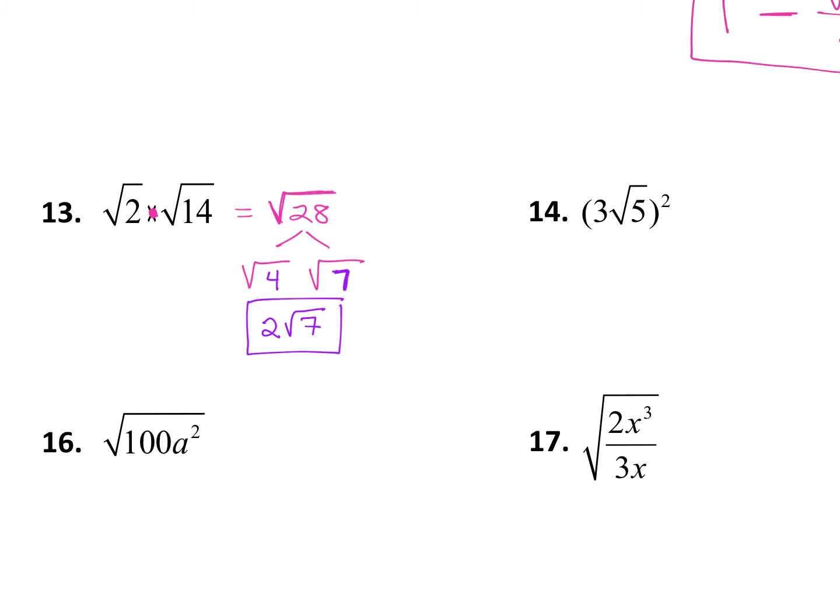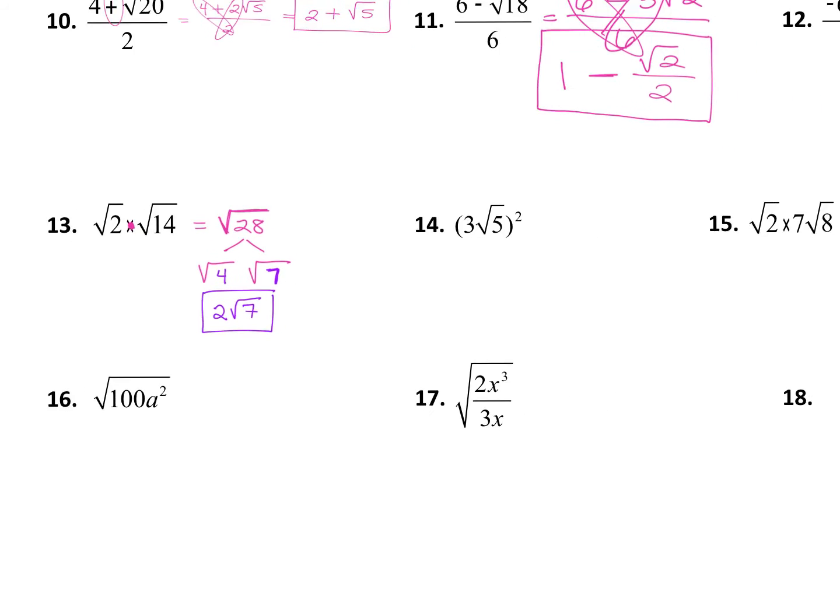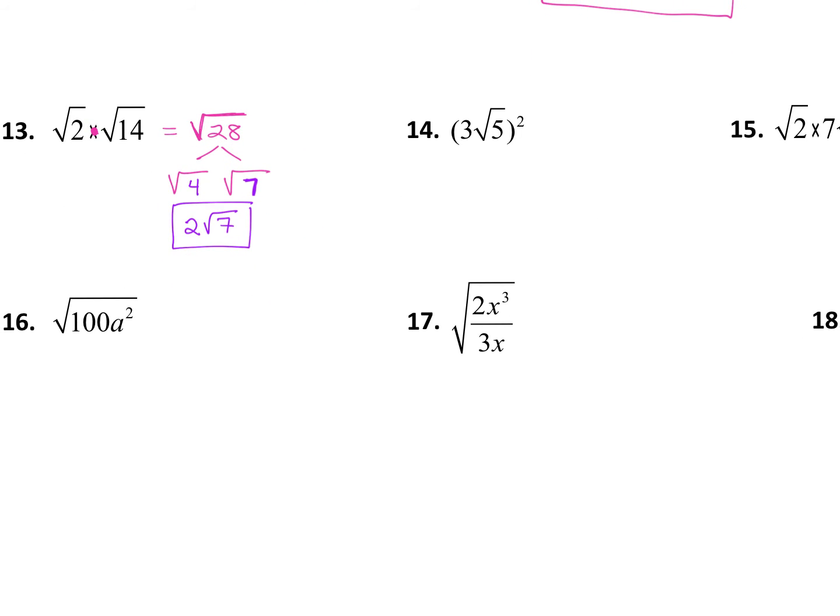Okay. What if you square the whole thing, like number 14 here? What do you have to do? Do you know? Oh, PEMDAS. I mean, it's just the one step of PEMDAS. You do the exponent, right, Chris? 9 times 5. Right. So you need to square the 3. And you need to square the square root of 5. What is the square root of 5 squared? 5, right? It's just 5.